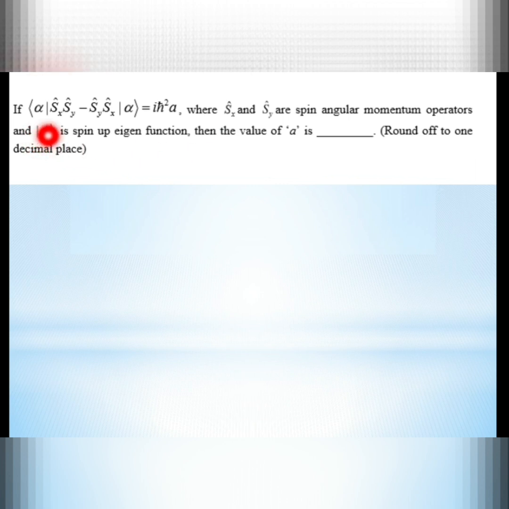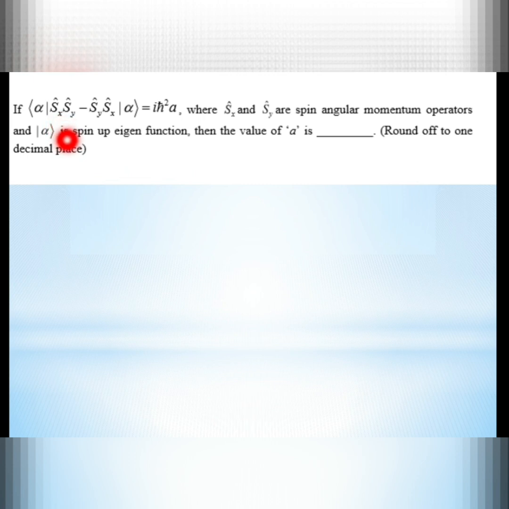Now at first we have to familiarize ourselves with the terms involved here. Sx, Sy are the spin angular momentum operators, and alpha is the spin eigenfunction, that is, when spin is equal to plus half. This is the spin up eigenfunction, plus half. For this equation we have to evaluate what is the value of a.